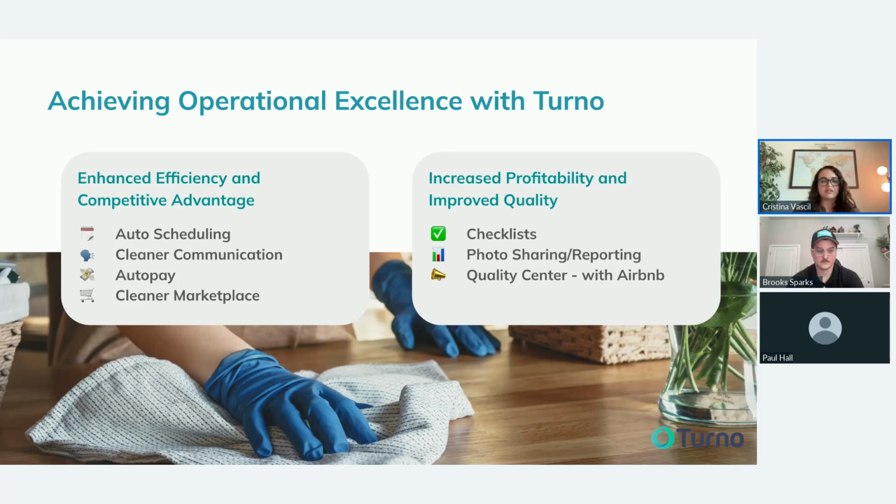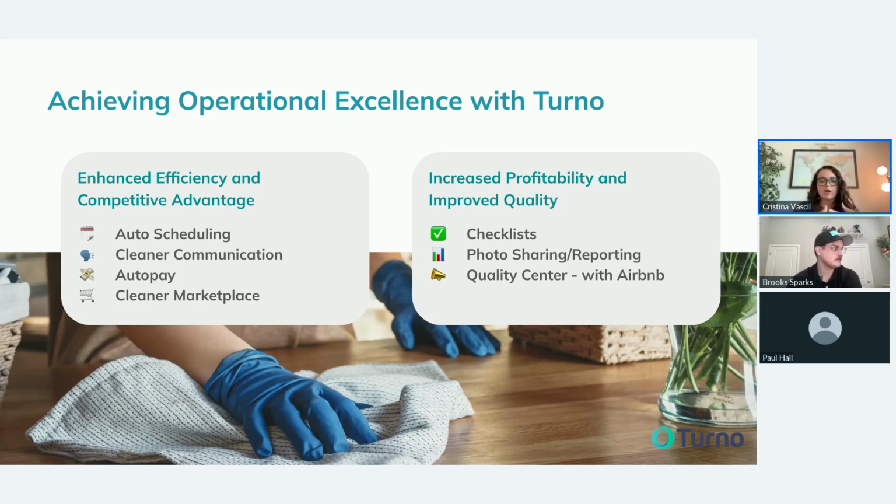We're now going to dive into, okay, we know kind of the 5 points of why operational excellence matters. How do we go about actually achieving this? And so with Turno, through our partnership with OwnerRez, we can help you with that. So I divided this into 2 categories: your enhanced efficiency, competitive advantage bucket versus your increased profitability and improved quality. We have tools and support that can help you in both areas.